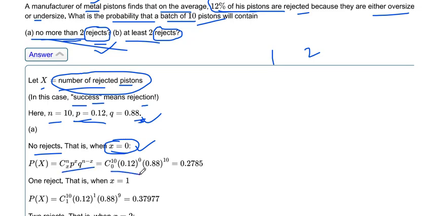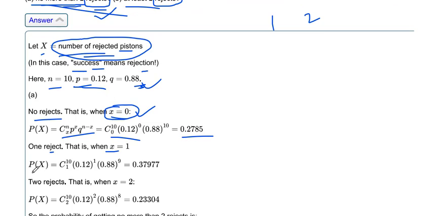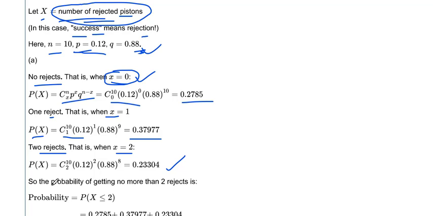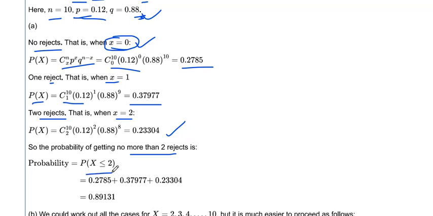So no reject means x is equal to 0. Use the formula, put in the values and get the answer. 1 reject means x is equal to 1, the number of rejected pistons: P of x is equal to the formula, and the answer. 2 rejects, x is equal to 2, and the answer after calculation. So the probability of getting no more than 2 rejects, x less than or equal to 2, is the addition of all the 3 probabilities, 0.89.